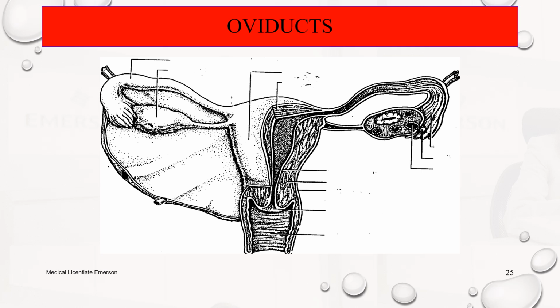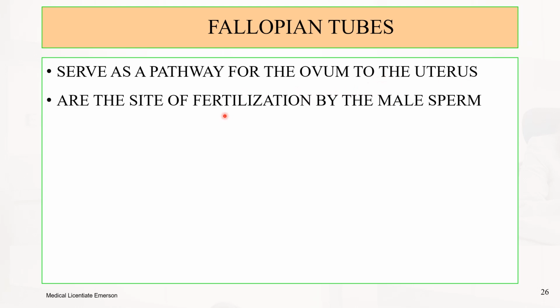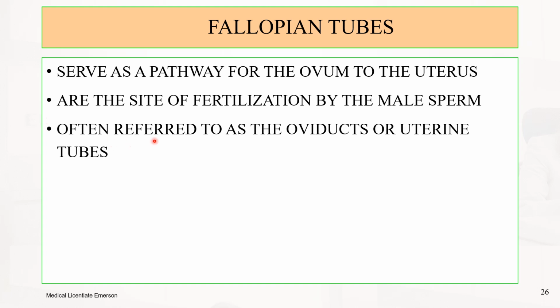Okay. The oviducts, the fallopian tubes, serve as a pathway for the ovum to the uterus. Then they are the site for fertilization by the male sperm, and this is also one of my most likely structured questions, where I ask which is the main site for fertilization. And then the fallopian tube is often referred to as the oviduct or the uterine tube. Okay, especially uterine tube is the one which is actually being used more often now.